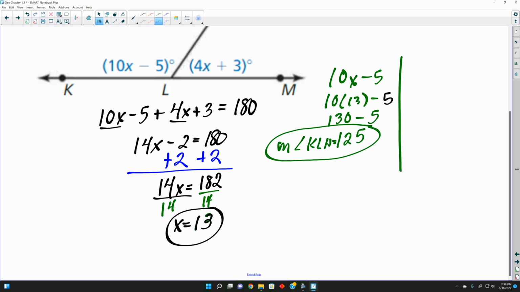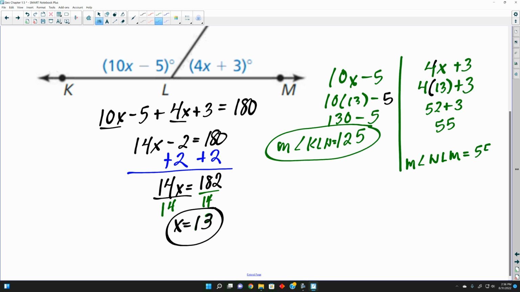The other way is just to plug it in. So we say 4 times 13 plus 3. And we could have plugged it into the calculator for the other one too, 10 times 13 minus 5. Here we can say 4 times 13, which is going to be 52 plus 3, which is 55, which is the measure, well, I'll have to write it lower, measure of angle NLM is 55.